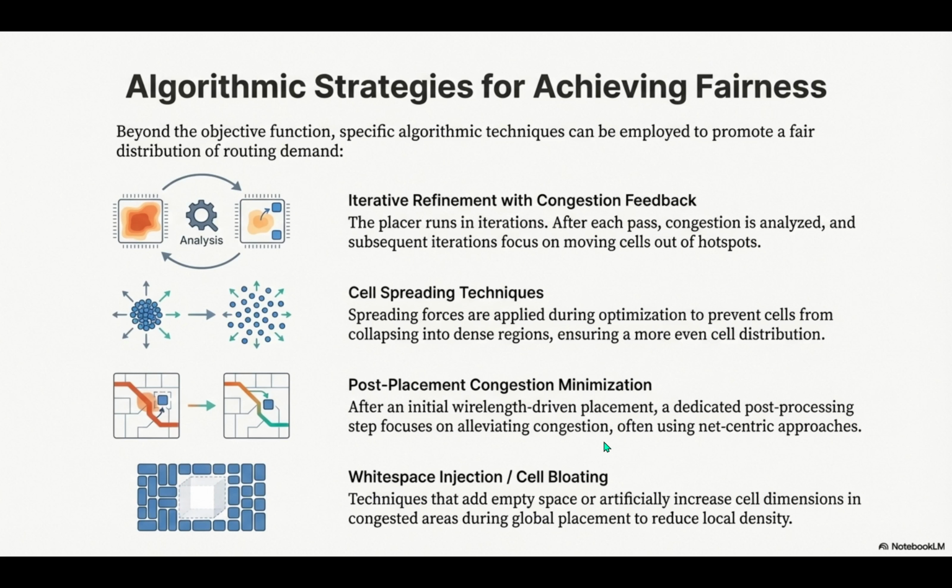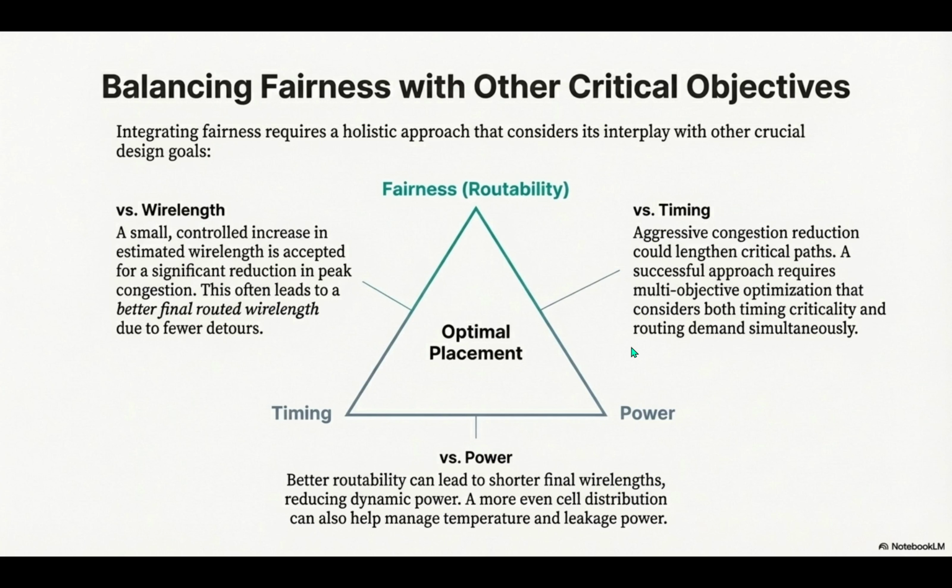There are other methods too, like iterative refinement, where you just keep analyzing and slightly moving cells out of hotspots over multiple passes, or even simpler things like white space injection, where you just add empty space in trouble spots. But the crucial takeaway here is that all these methods require engineers to accept a trade-off. You call it the placement triangle: fairness, timing, and power. And the most immediate trade-off is between fairness and the initial wire lengths. You have to willingly accept a small, deliberate increase in the estimated total wire length.